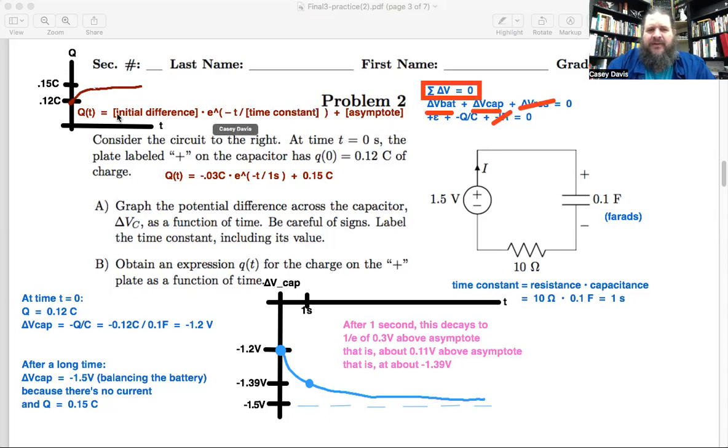But keep in mind, this isn't something to memorize. This is something to build. The main thing you need to know is that you start with e to the power of negative t over time constant to get the rate of change right, and then modify that to build the graph you're trying to create. Any questions on that function?